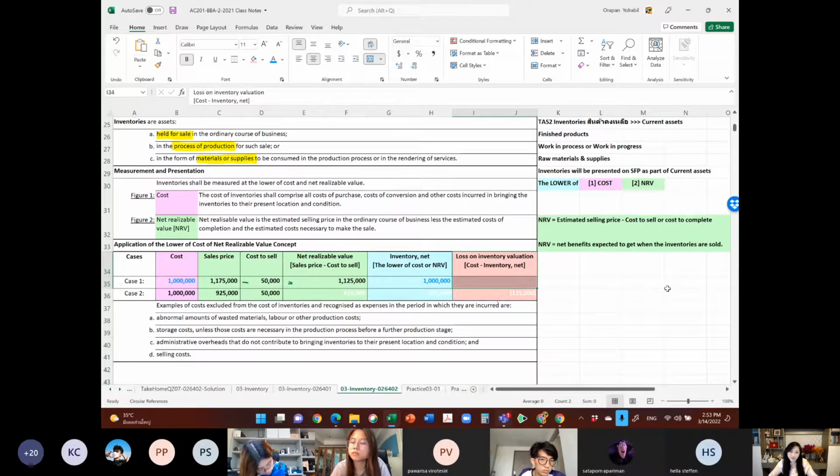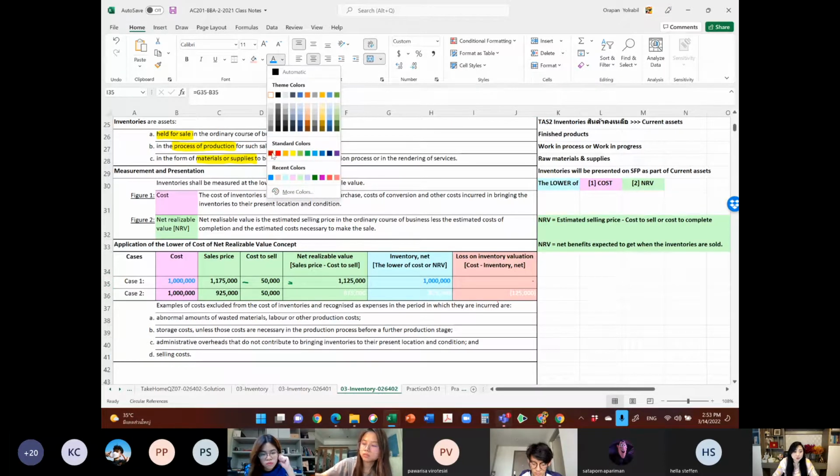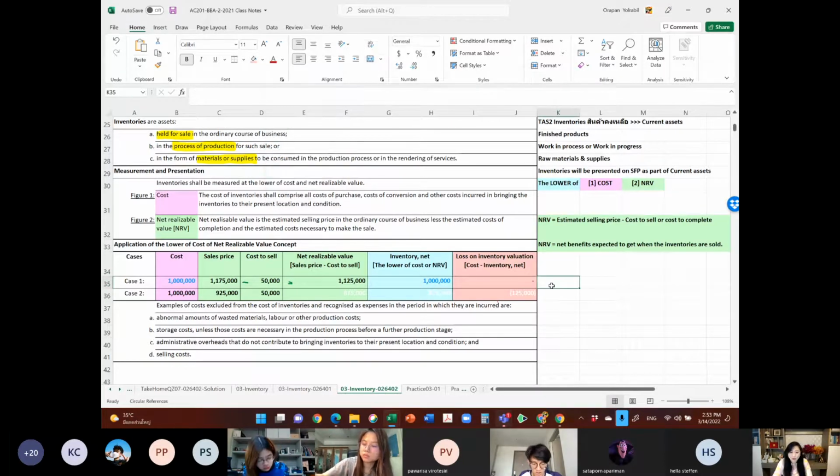Is it good or is it bad? Do you foresee the loss? What do you say? Do you foresee the loss or do you foresee the profits? Foresee the profit. All right, so now you foresee the profit. You don't really see any loss, right? So there's no loss that we need to record.